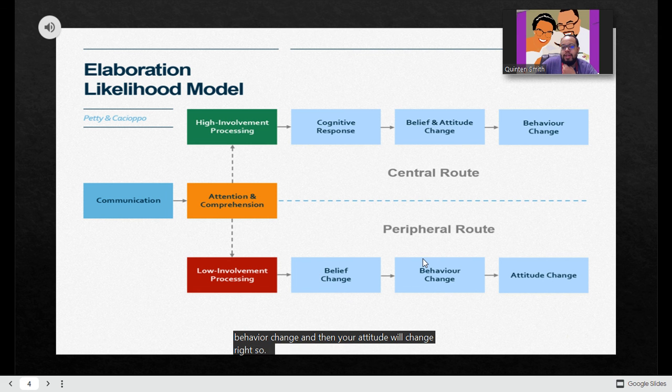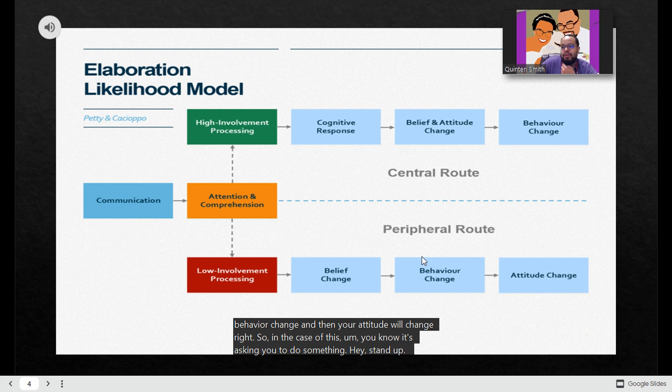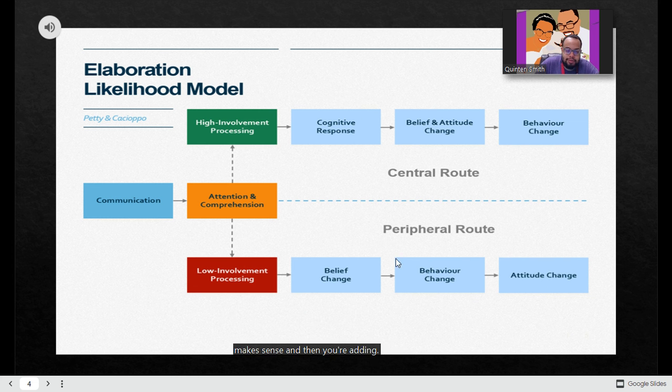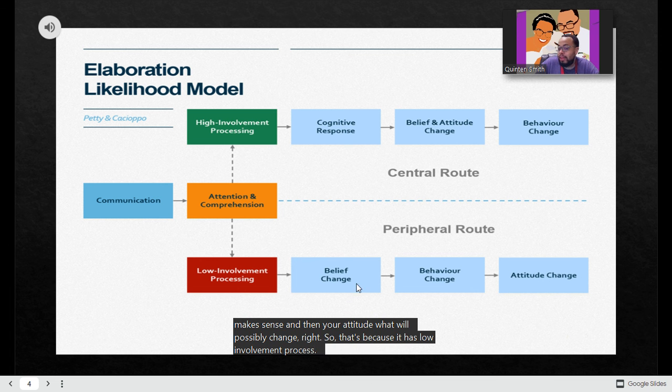So in the case of this, it's asking you to do something. Hey, stand up, sit down, chant. And so you're going to do the behavior, and then after that, you might think, huh, yeah, that made sense. And then your attitude will possibly change, right? That's because it has low involvement processing. You don't have to really think about it.